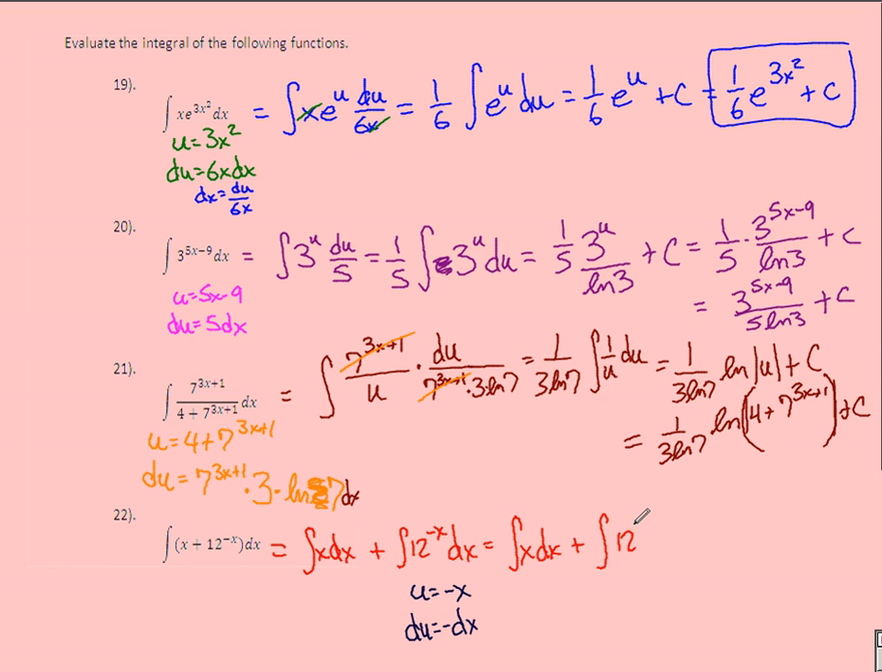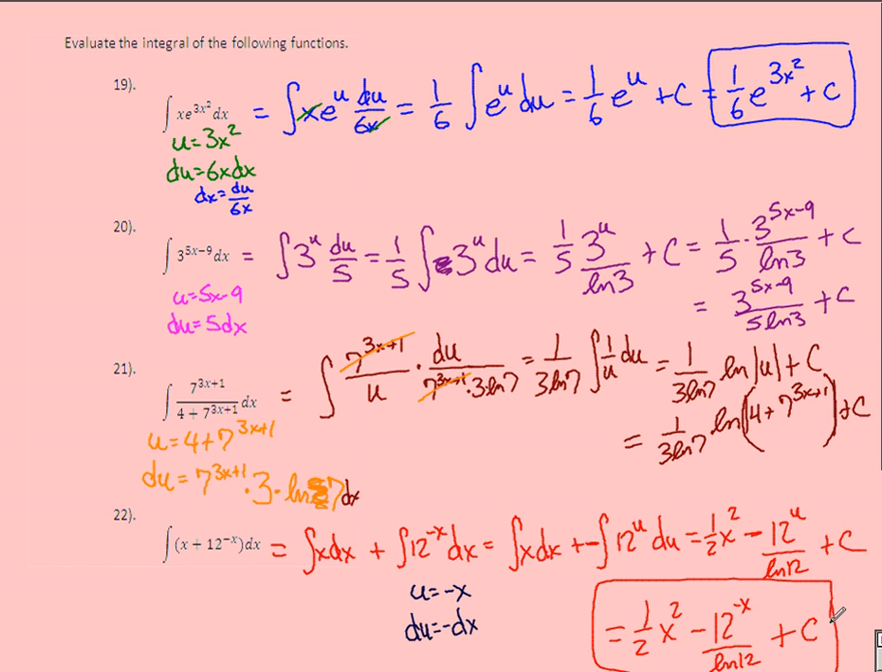it'll be 12 to the u, and now dx is a negative du, so I'll put the negative out in front. So now I can evaluate these integrals. This will become 1/2 x squared from the first integral. The second one will be 12 to the u divided by ln of 12 plus c. And my last step always, put it back in terms of x. The first one already was, obviously. Minus 12 to the negative x over the ln of 12, and then plus c as my final answer.